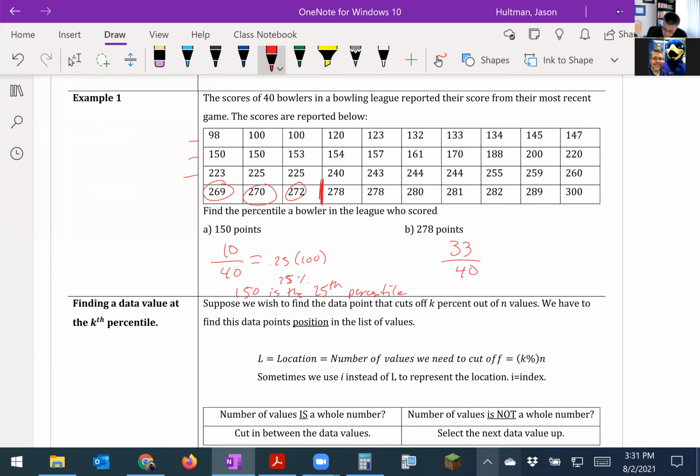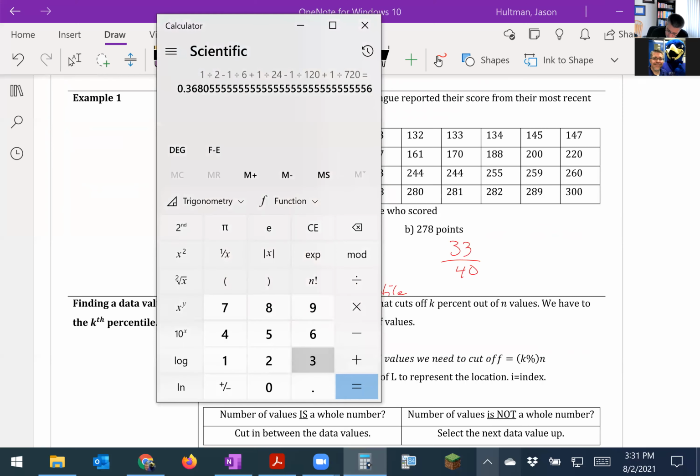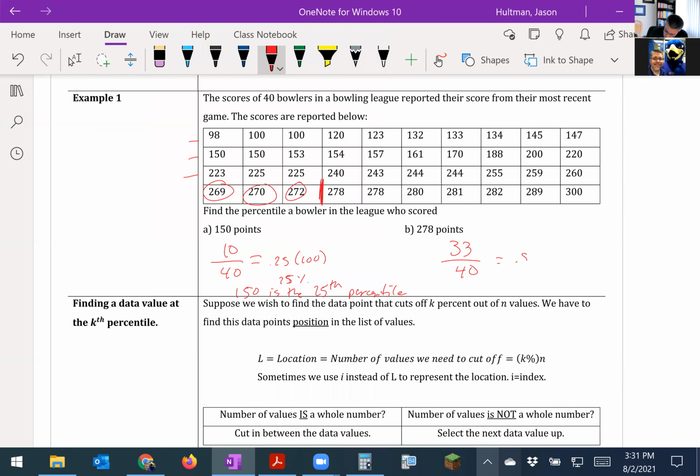So if I were to divide this on a calculator, 33 divided by 40, I would get 0.825. Multiply that by 100, and I get 82.5%. Okay, so I generally want to round this up. And so I would say that this is approximately the 83rd percentile.